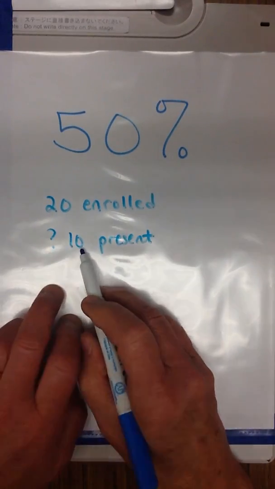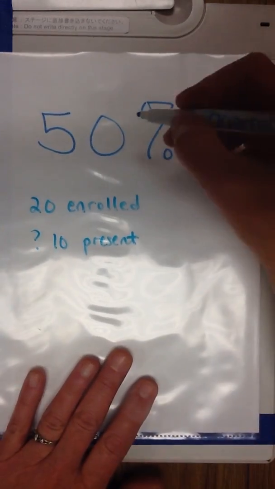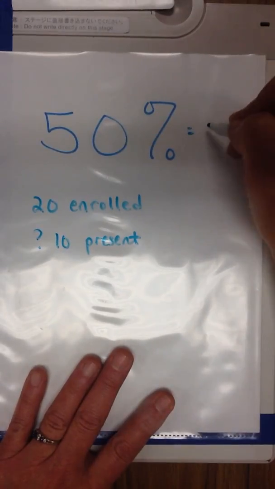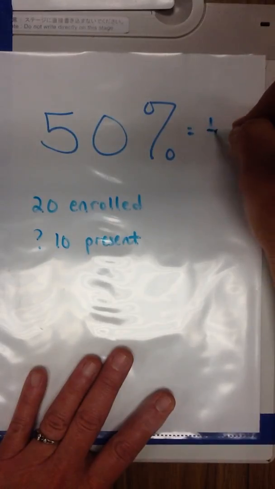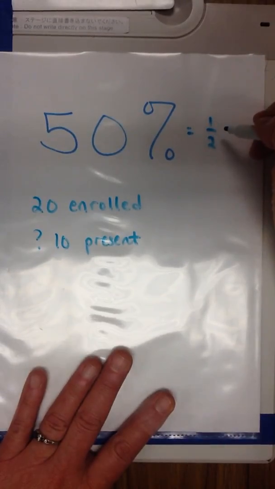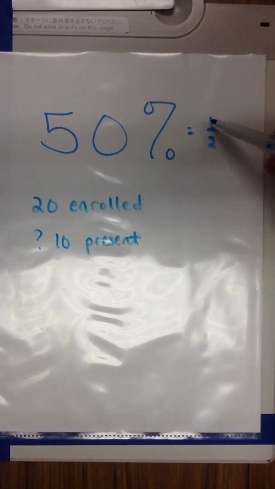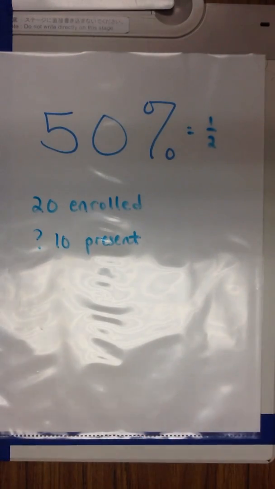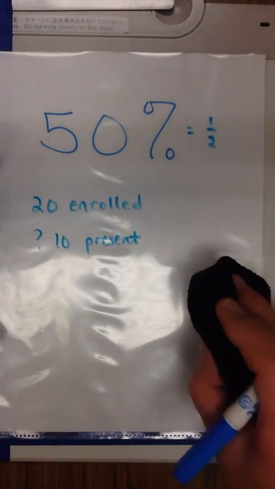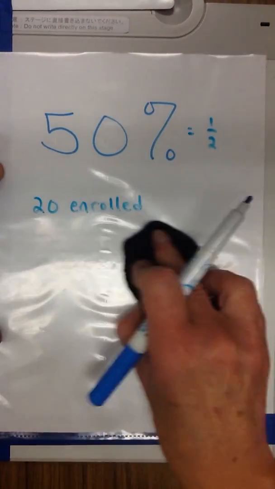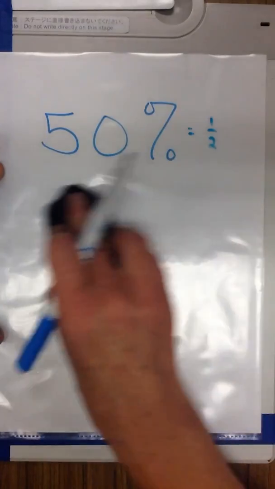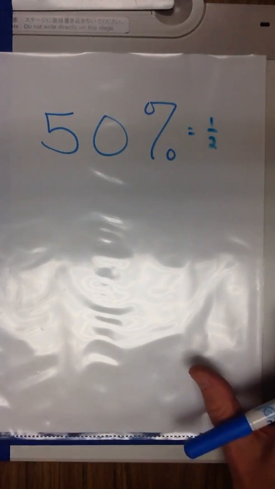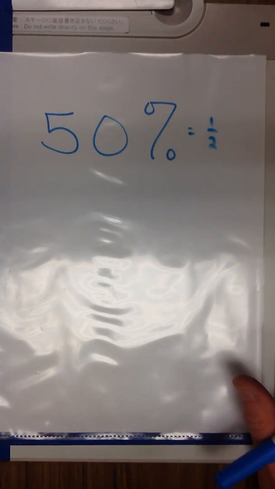So how'd you get the 10? Well, turns out that 50% is such a common percent that most of us know that 50% also means 1/2. So if we take 1/2 of 20, we get 10. All right, so we know that 50%, a common percent, is equal to 1/2. Here's my next question for you. What is a percent?